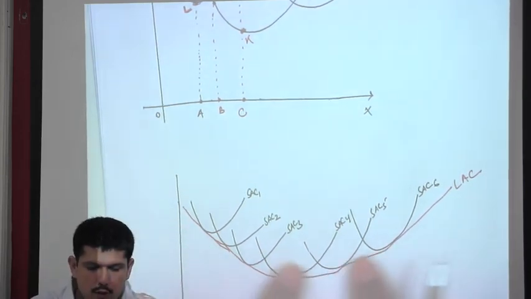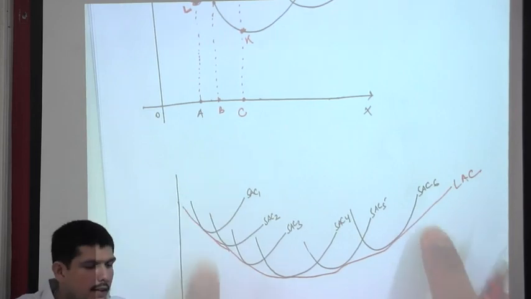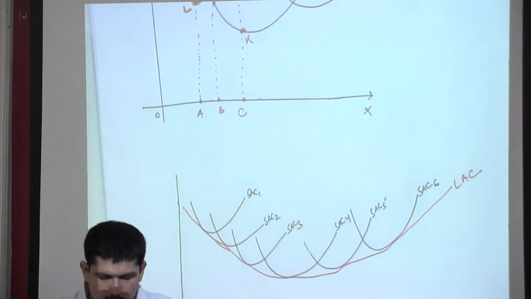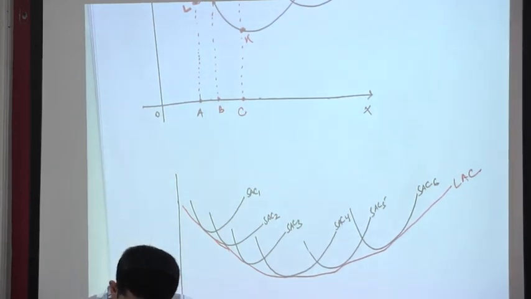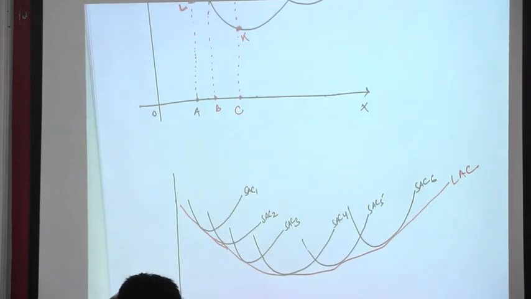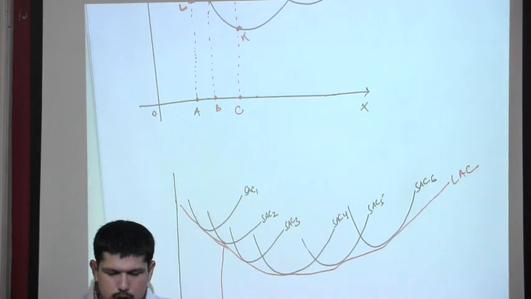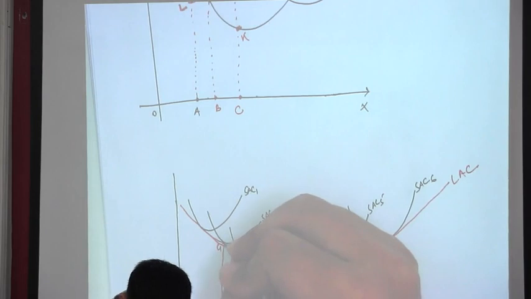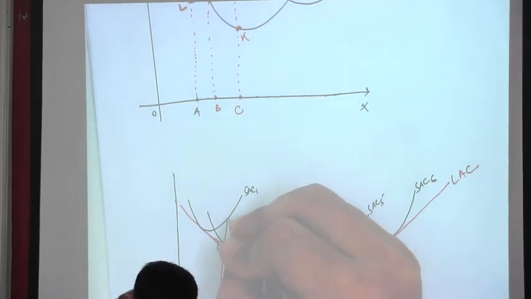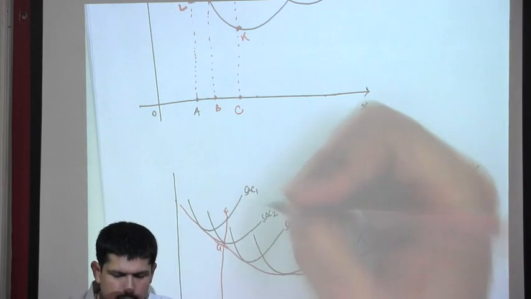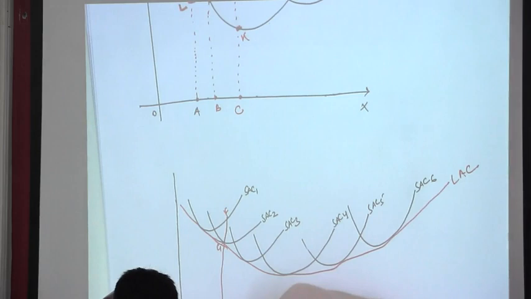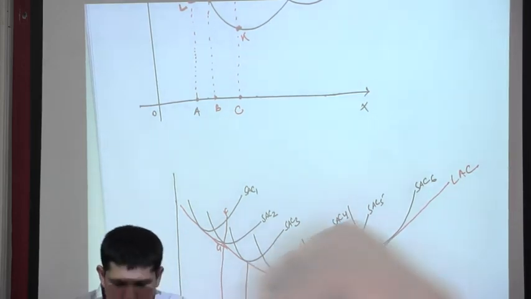to various points on the short-run cost curves, and based on the level of output he wants to produce, he will choose a suitable level. Here, let's say if he wants to produce at this level of production F, which curve will he choose? He'll choose SAC 2 because at this level his cost of production is least. If he goes ahead, he may have to go to SAC 1, which will lead to a greater cost of production, right?